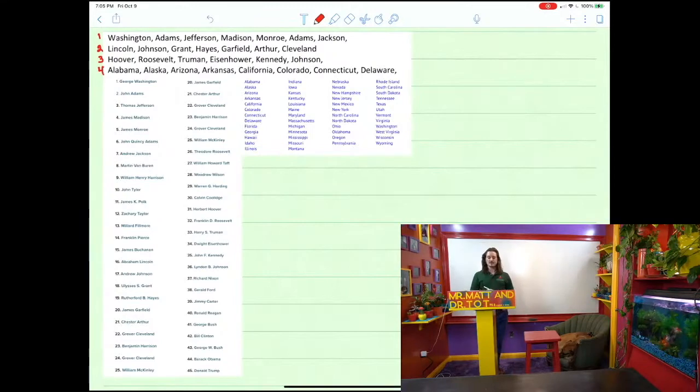You might notice that they're either states or presidents. I gave you a list of the United States presidents in order of their term, and then also an alphabetical list of the states just for your reference while answering these questions.